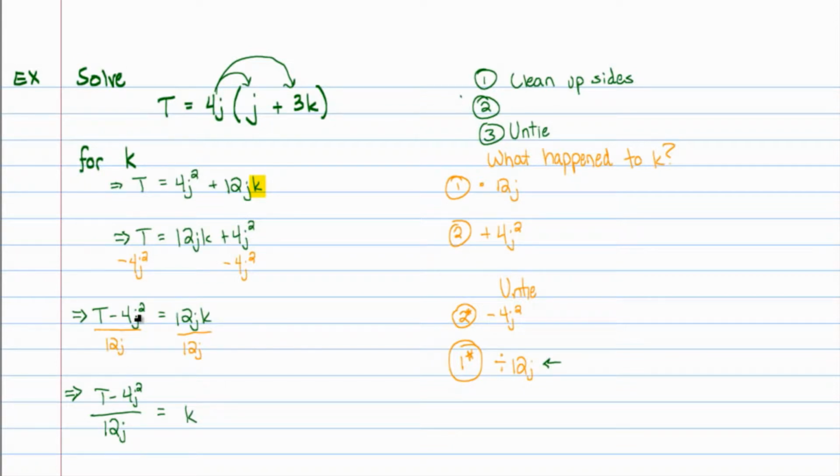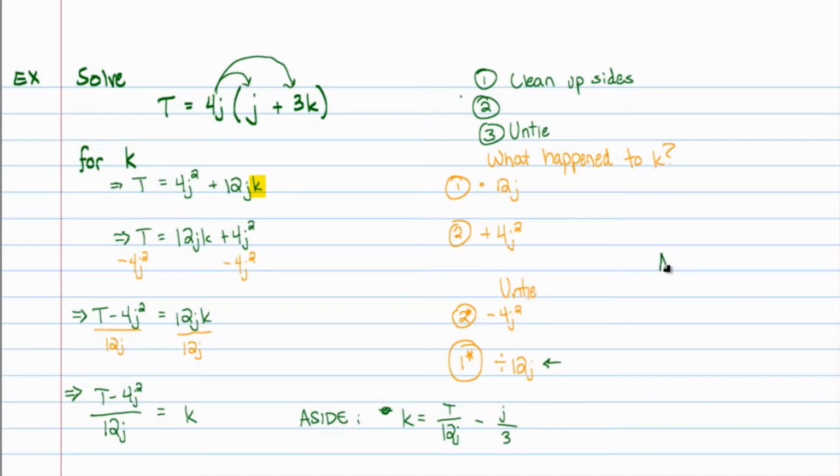A word to the wise here: when you're asked to solve for a variable, like in this case it was k, make sure that that variable is by itself on one side of your equation when you're done. You shouldn't have k's all over the place. You should have a k on one side and that's it. If you have a k on both sides, you've done something wrong. Another thing that some people might do, they might ask, well, when I did this, I got k is equal to t over 12j minus, let's see, j over 3. That is equivalent to this answer.